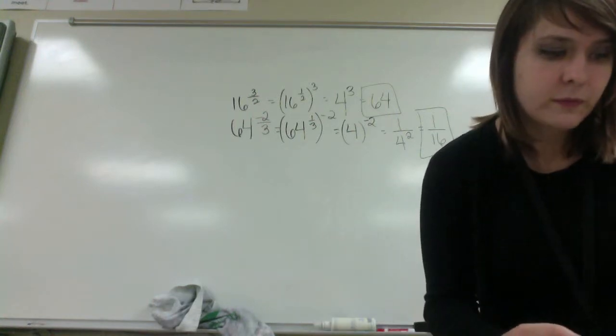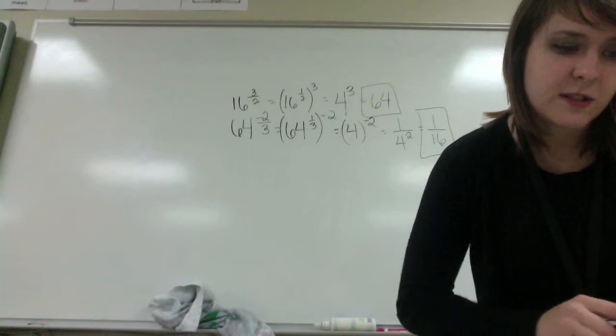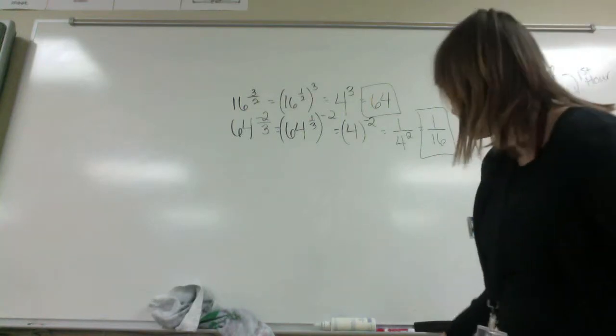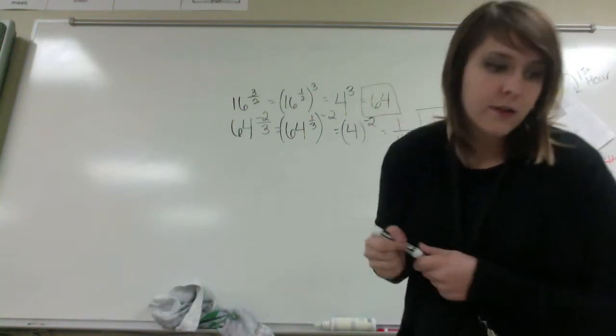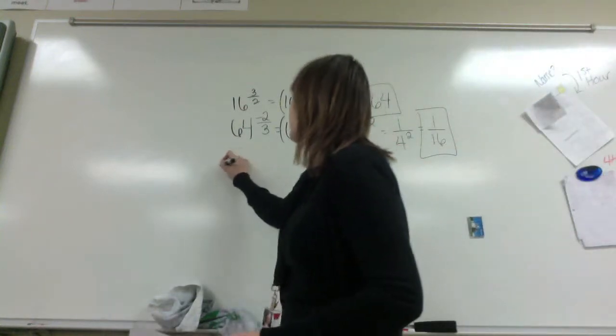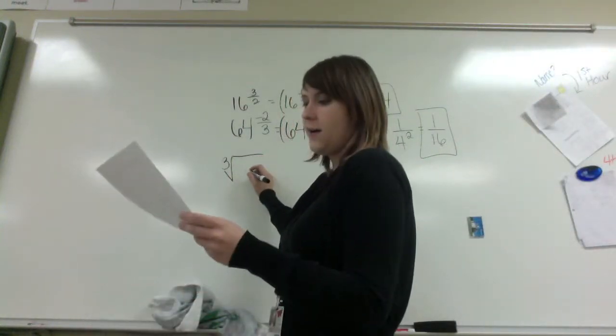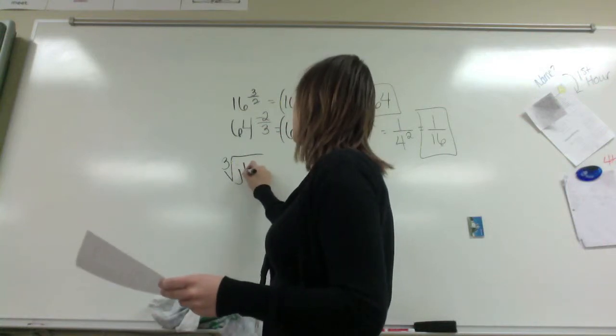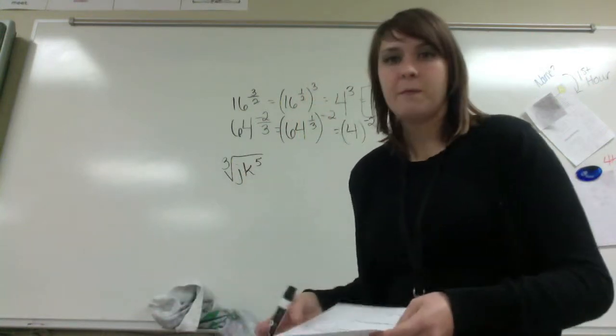All right, next up, we want to rewrite these expressions without the radical signs. So we're trying to get rid of the radical signs. The first one I have is the cube root of j k to the 5th.